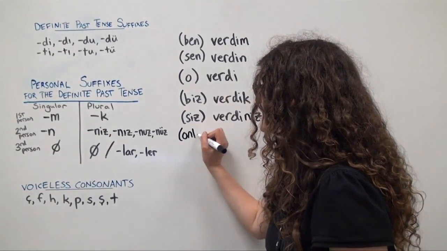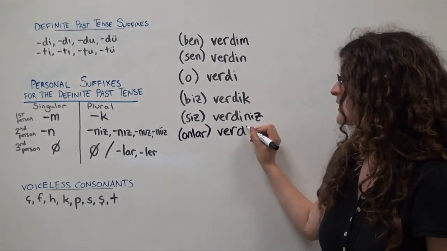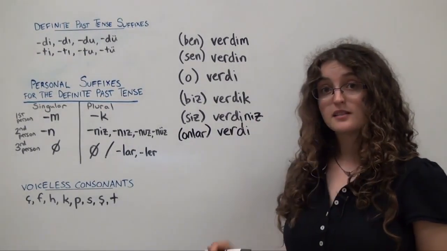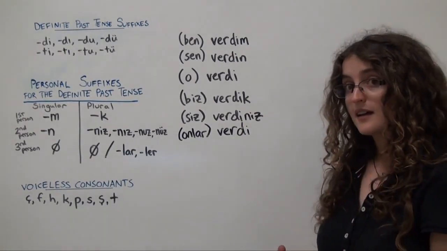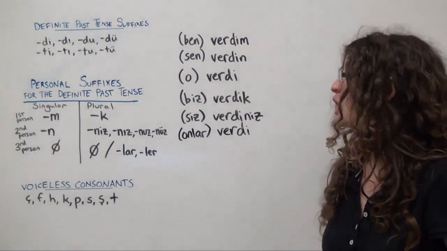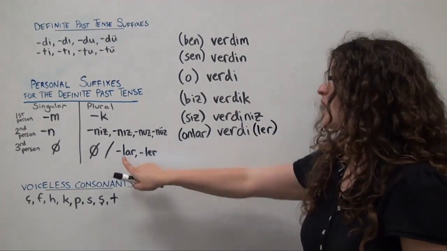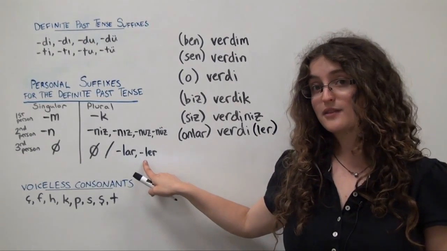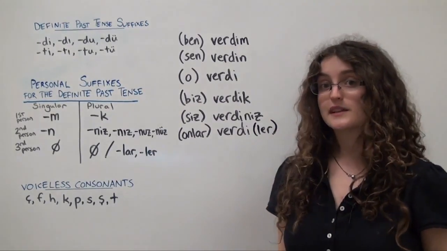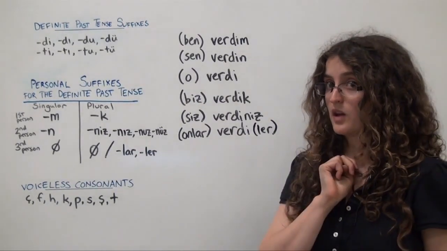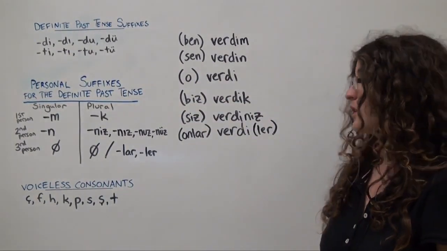Finally, onlar, they, verdi. And we can stop there, simply say onlar verdi, they gave. Or if we want to clarify that this is, or emphasize that it's plural, we can also say onlar verdiler, optional ler. Notice this is our familiar plural suffix ler, lar. Ler, lar, our plural suffix, will follow the rules of 2-way vowel harmony, unlike the definite past tense suffix, which is following the rules of 4-way vowel harmony.